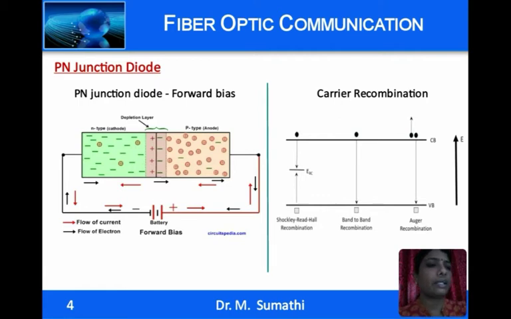The picture on the right hand side gives the various types of carrier recombination. First, for a direct band to band recombination, the probability of emission of photon is high. So, it is a radiative recombination. The Shockley-Read-Hall recombination and the Auger recombination are non-radiative recombinations.